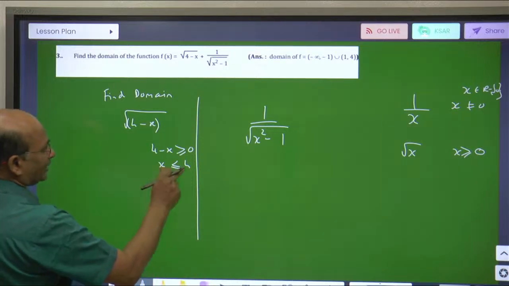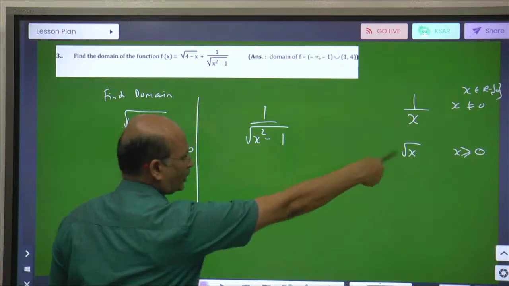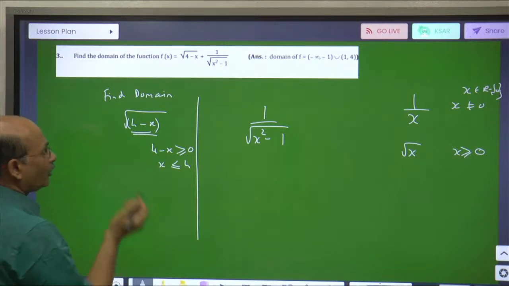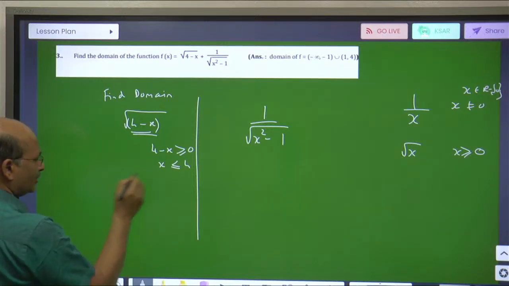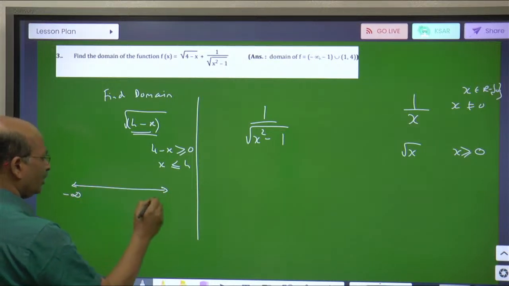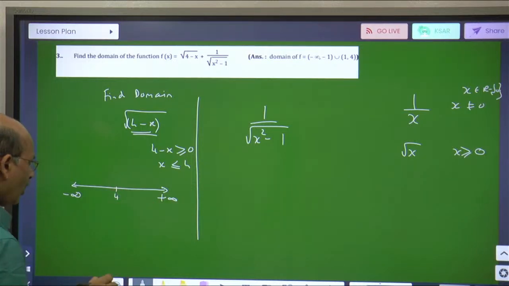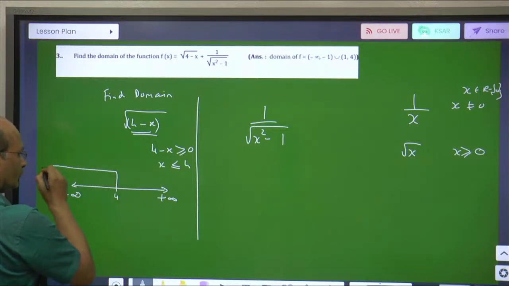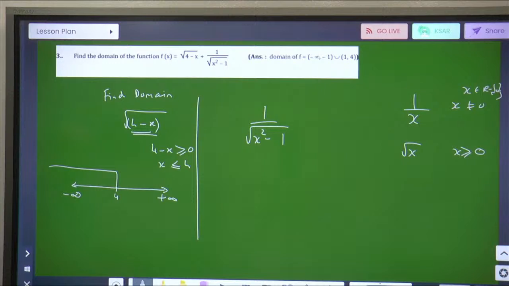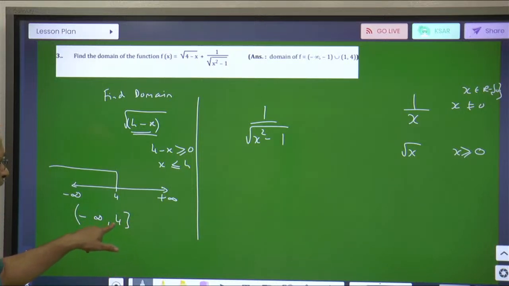So domain is nothing but this x, this is my x now. This x is greater than or equal to 0 as per the definition. So what happens? x is less than 4. Now you remember, so what is the domain of this? If you see the number line, this is minus infinity, this is plus infinity, and this is 4. So this is the domain for this particular function. All the values, you can say, it is minus infinity to closed interval 4, because 4 is included here. That is why this is the case, minus infinity to 4.